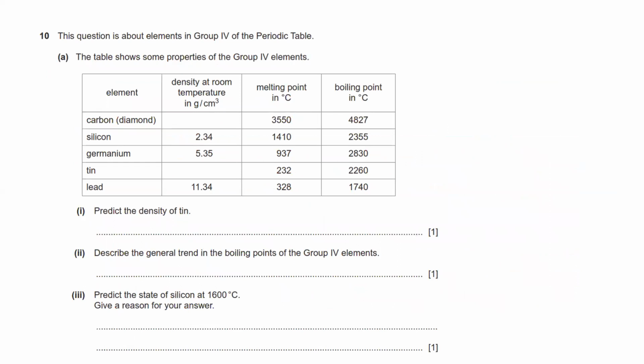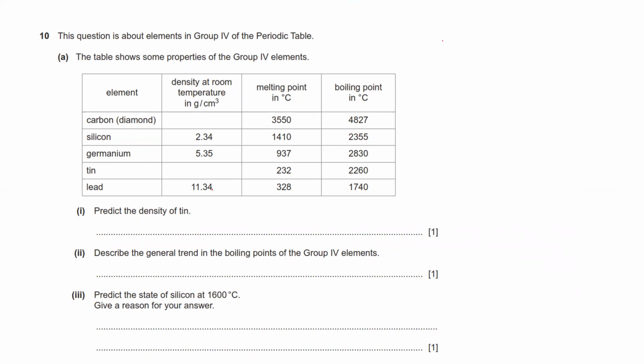Question number 10, or the last question for this exam. So this question is about the elements in group four of the periodic table. The table shows some properties of group four elements. It says element, density, melting point, boiling point. We have carbon, silicon, germanium, tin, lead. Predict the density of tin.